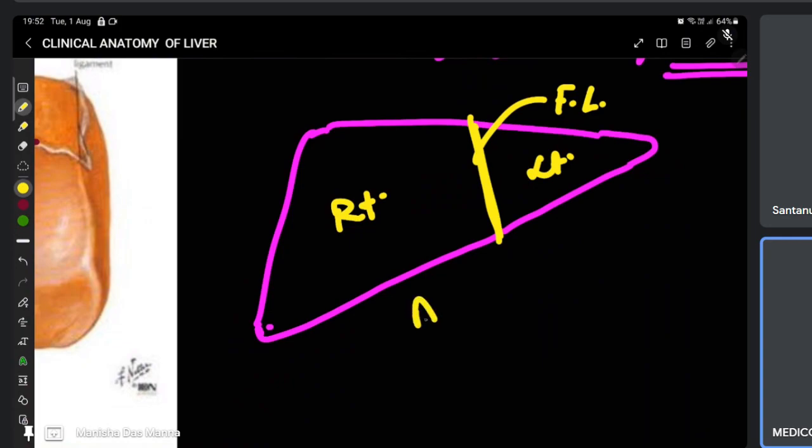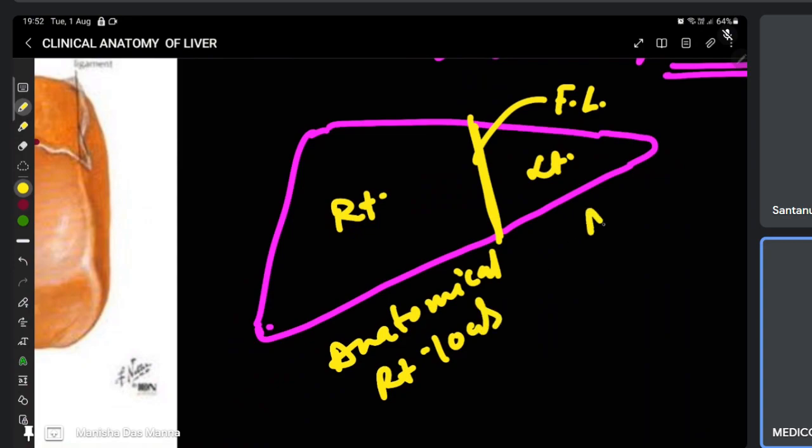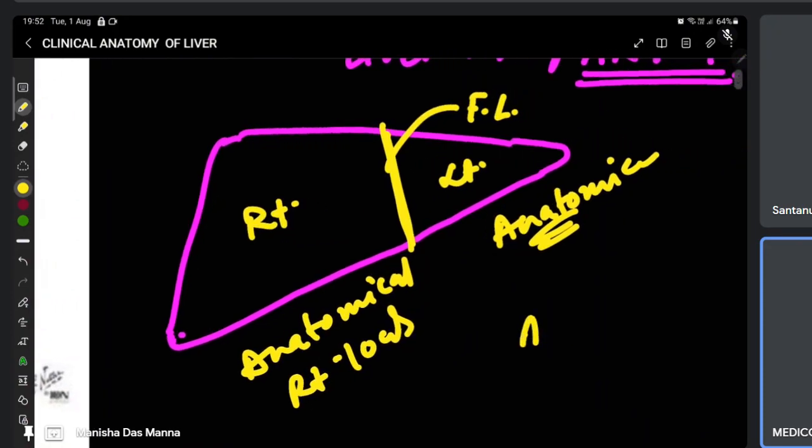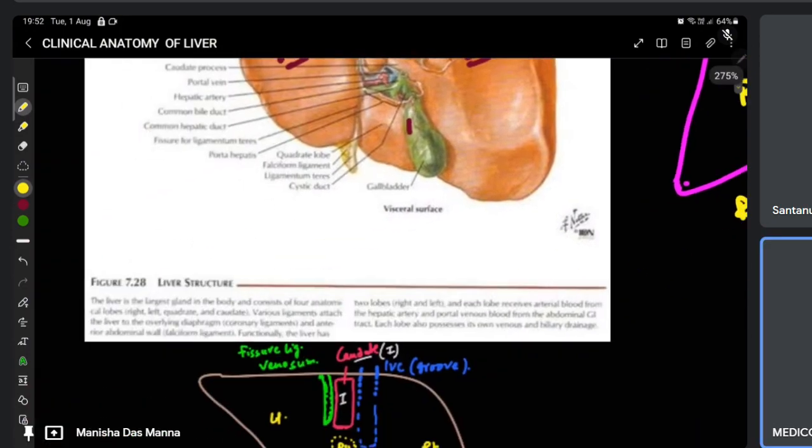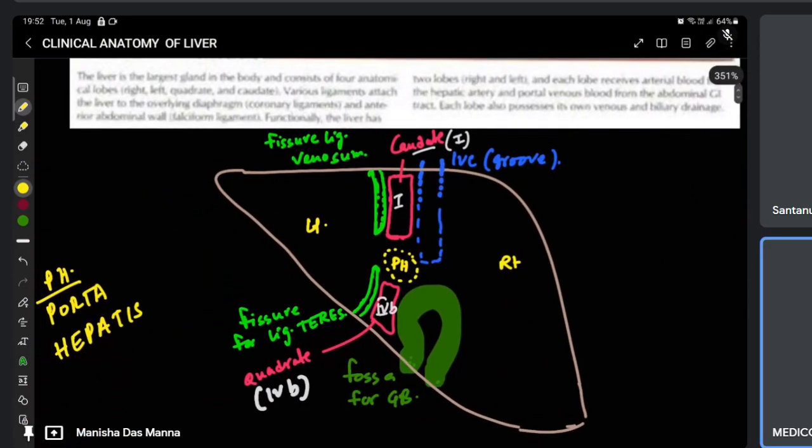This is the anatomical right lobe, and this is the anatomical left lobe. This is the anterior aspect, seen from the front, and this is the posterior aspect, seen from behind.